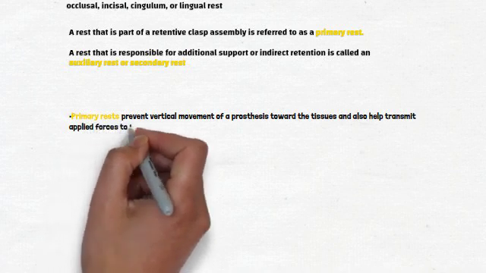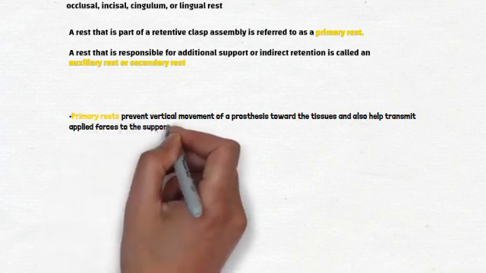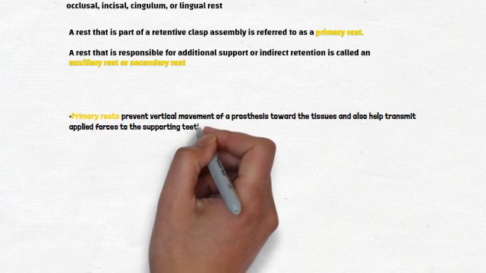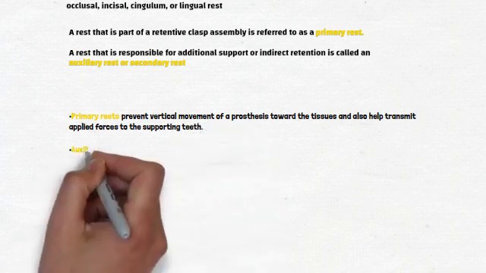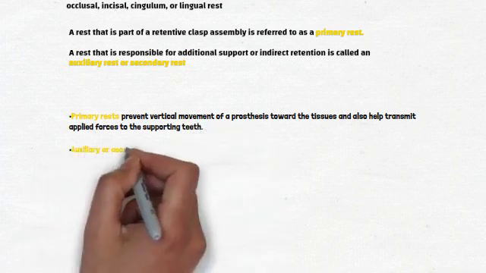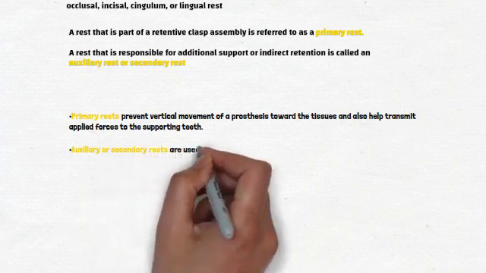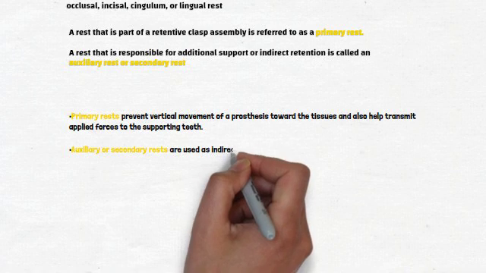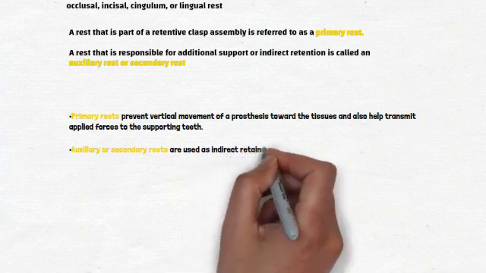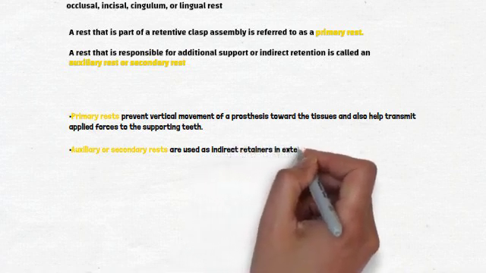1. Occlusal rests, so named because they are seated on the occlusal surfaces of posterior teeth. 2. Lingual or cingulum rests, those seated on the lingual surfaces of anterior teeth, usually maxillary canines. 3. Incisal rests, those seated on the incisal edges of anterior teeth.